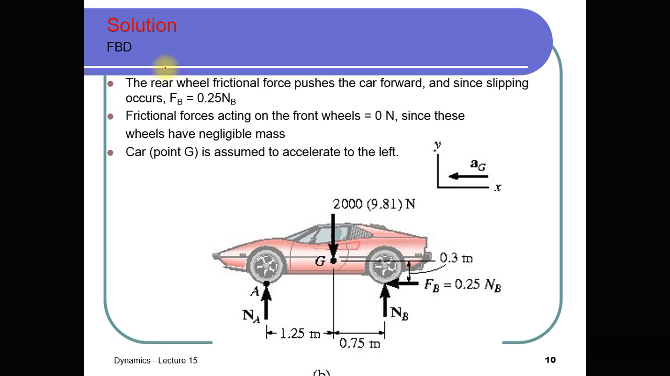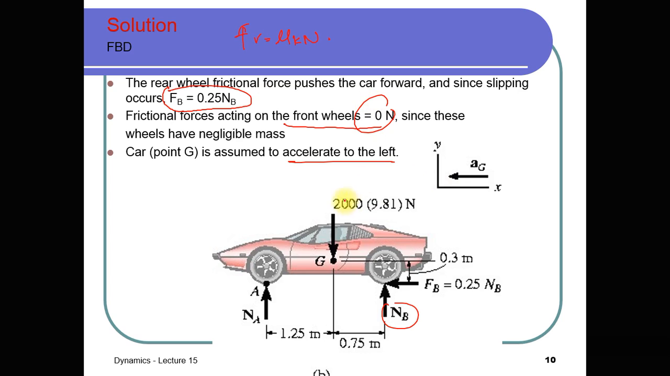The statement says that only at the rear wheel do we have the frictional force, where the frictional force is Fr equal to mu k N. So mu k is 0.25, and N is the normal force at point B. At the front wheel it is 0, because it was said to rotate freely, and the car is assumed to move to the left.